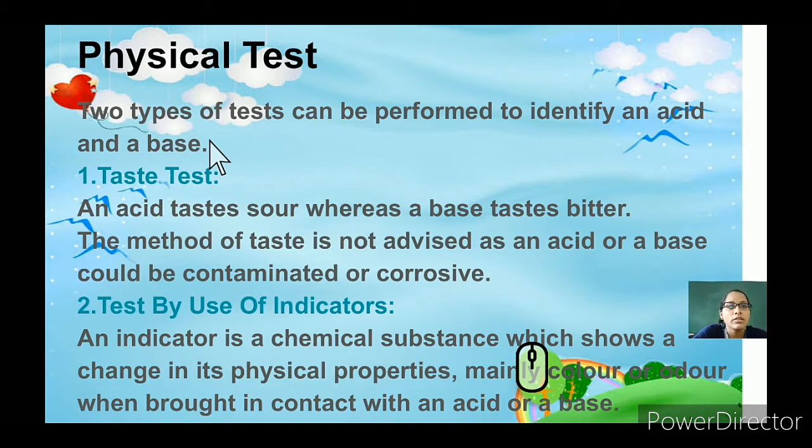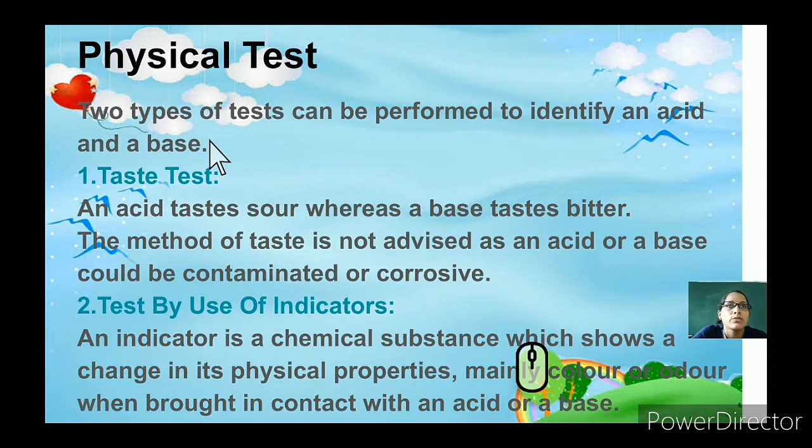In everyday life you use certain acids, that is citric acid in lime or lemon, and in curd. You might have tasted curd to be sour, that is lactic acid in it. And you can understand that bases taste bitter. You might have tasted bitter gourd. This method of finding out whether a substance or solution is an acid or a base is not advisable, because it can be corrosive, very dangerous, and can get contaminated.